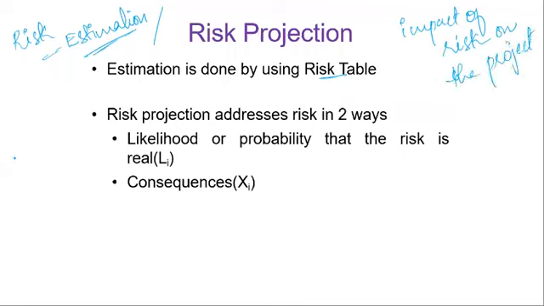Now, within risk identification, you are identifying that so-and-so risks might occur. The main part here is that if a risk becomes a threat, how is it going to affect your project, how much loss a company might incur, or how much loss a particular project might incur. So based upon this, you're going to estimate your losses. Now, risk projection addresses risk in two ways: there is likelihood and there are consequences. Risk is basically identified by consequences into likelihood. There's a formula of risk, that is Li into Xi. That is your risk formula.